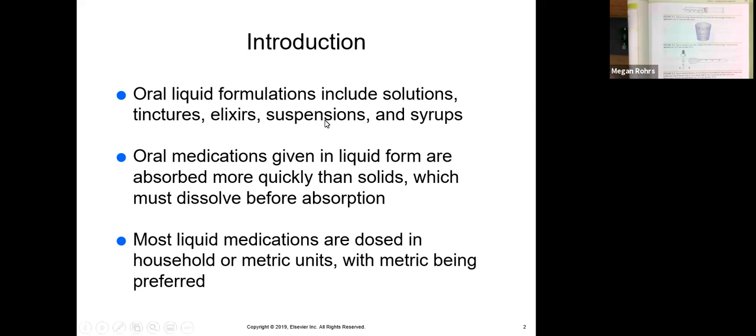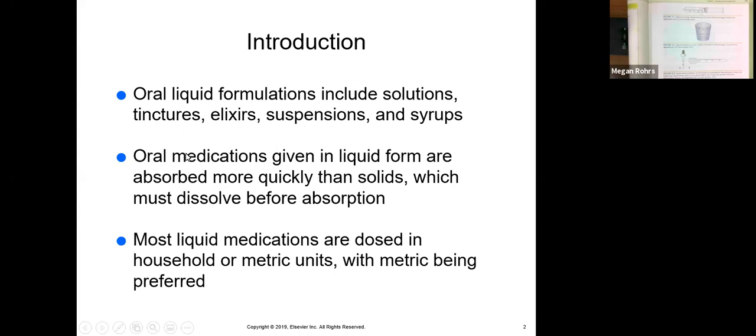Suspensions usually need to be reconstituted. Usually they have particles. The active ingredient is usually suspended in the medication, meaning that it's not completely dissolving. So usually suspensions need to be shaken well before they are given. And then we have syrups, which are sugar-based liquids. So things like cough syrups. The sugar is usually used to mask some pretty bad tasting medications.